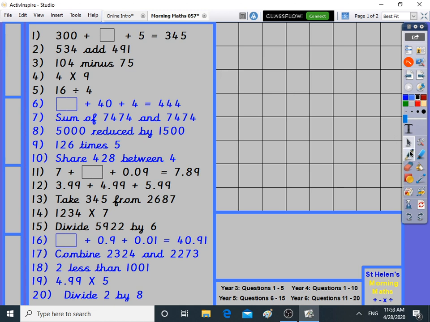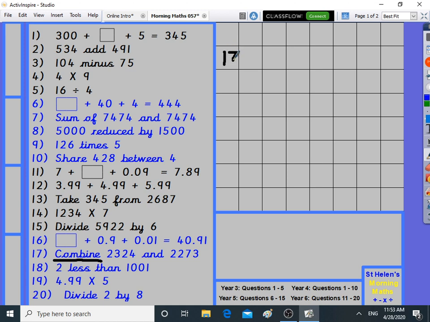Number 17, combine. That's an interesting word. I think first used, if I'm remembering rightly, in the 2018 sets, they put combined in, and a lot of children didn't know what that meant. Combine basically means put together, so add in this case.